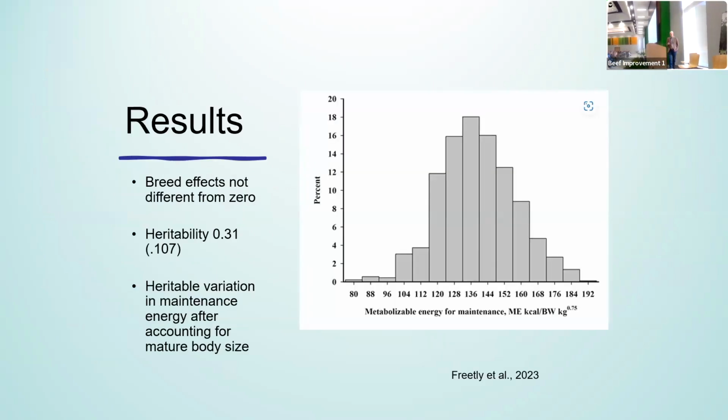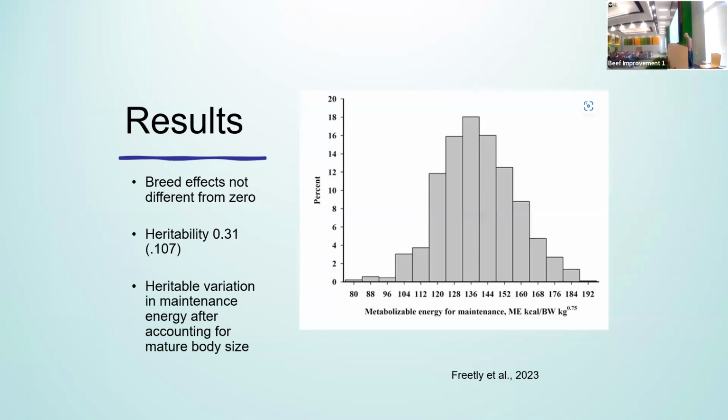Okay, breed effects weren't different from 0 in the study, and we need more data to really pull that apart. But this is the distribution of that metabolizable energy intake, and what I want you to take home from this is that there are cows that use a whole lot more energy than other cows, even after adjusting for body size. Body size is not the full picture. This is very variable, and if we were able to continue to measure something like this and take it to the industry, it's definitely something to get your gains on.